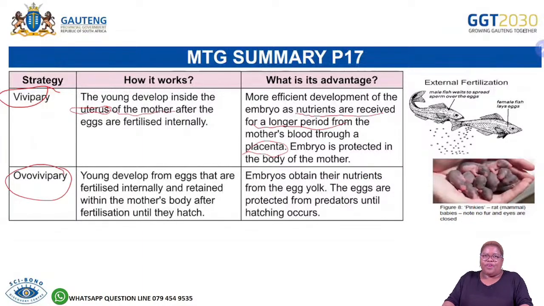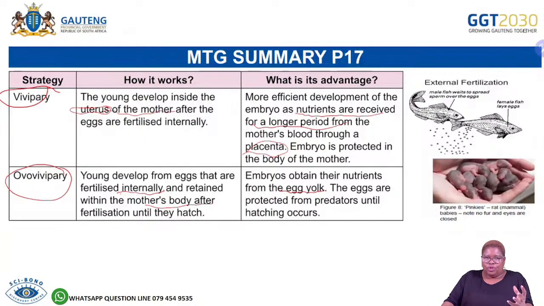Now let's look at the other strategy, which is ovoviviparity. Now with ovoviviparity, how does it work? According to Mind the Gap, as we summarize it, the young ones develop from eggs that are fertilized internally and retained within the mother's body after fertilization until they hatch, until they move out of the shells. Right. Now, what is the advantage of ovoviviparity?